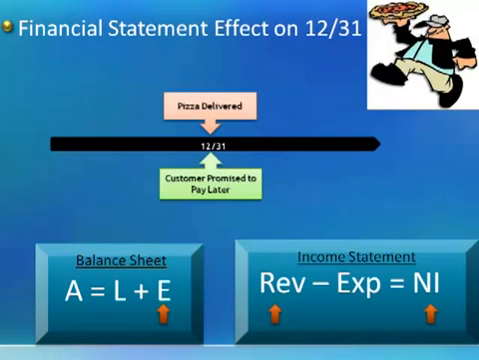The other thing that happened is the customer promised to pay later. Although we're not receiving cash, we're receiving a promise to receive cash in the future. That means we have a future economic benefit. If we expect to get benefit in the future, and in this case we do, we have an asset. So we have an increase in assets. The result of this transaction is an increase in revenues, net income, and equity, and also assets.